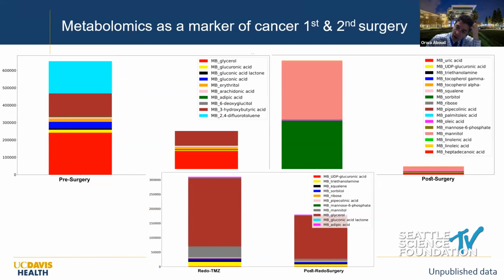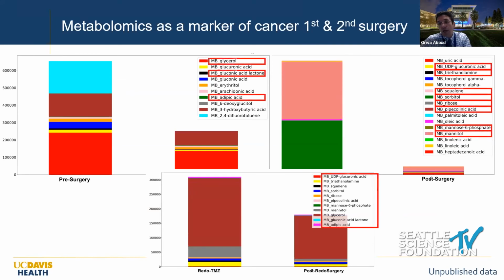Now, the question is whether there are any similarities between the two surgeries. And the answer is yes. Here are the metabolites that were downregulated after the first surgery, and yes, they were downregulated after the second surgery in these patients. So these are the metabolites that we're going to concentrate on to see whether we will be able to utilize them as a way to diagnose the response to treatment, especially to surgery.